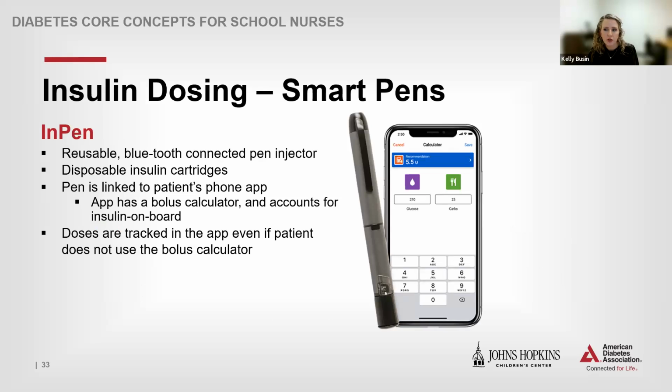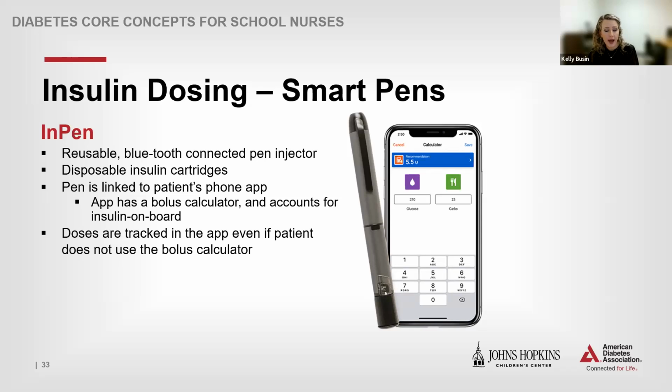And just to quickly mention, another pen that can be used for insulin injections is the InPen, and this is technically a smart pen. It's a reusable pen injector with Bluetooth capabilities that connects to the student's InPen phone app, which has their prescribed correction factor and carb ratios programmed. The phone app is used to enter the blood sugar and carb amount, and then the app will actually calculate the insulin dose that should be administered at that time, taking into account insulin action, and any insulin on board, or any insulin that's still working in the body from previous doses within the last few hours.